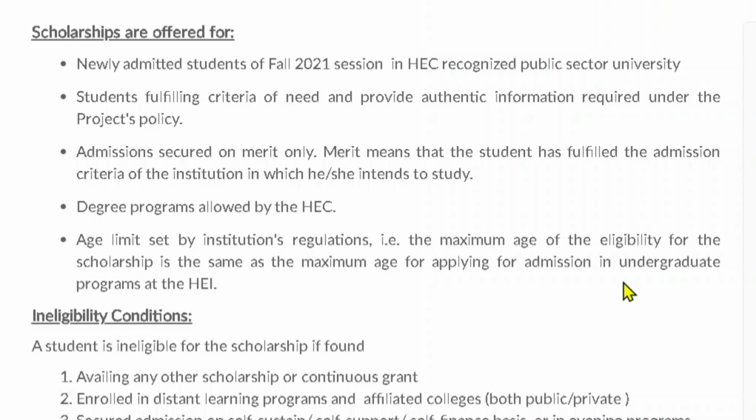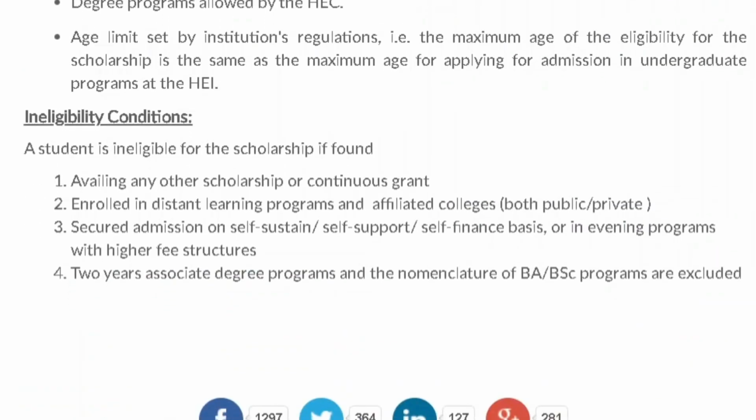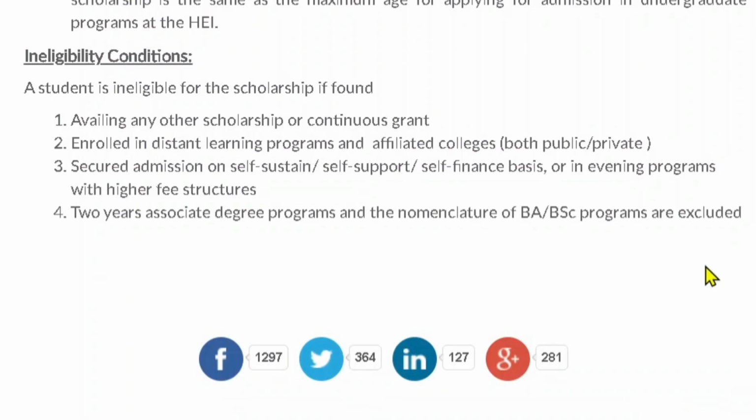The maximum age of eligibility for the scholarship is the same as the maximum age for applying for admission in undergraduate programs at the HEC recognized public universities. You are not eligible if you are availing any other scholarship or continuous grant, or you are enrolled in distance learning programs and affiliated colleges, both public or private, and secure admission on a self-sustained or self-support or self-finance basis, or in evening programs with a high fee structure.